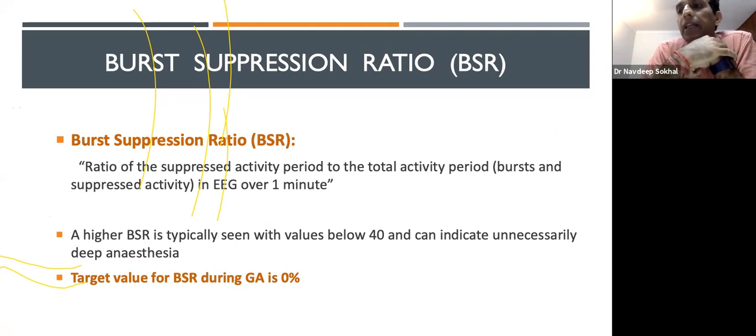Higher burst suppression indicates deeper anesthesia. If there is burst suppression present, it will indicate a deep plane of anesthesia, and this burst suppression will only come on the monitor when the value of your BIS goes below 50. That is, you are going towards the deeper plane of anesthesia. Your target during a general anesthesia is not to have a burst suppression ratio. That means for the adequate depth of anesthesia, the burst suppression ratio should be zero. If it is more than zero, if the burst suppression ratio is coming, that means you are on a deeper plane of anesthesia.